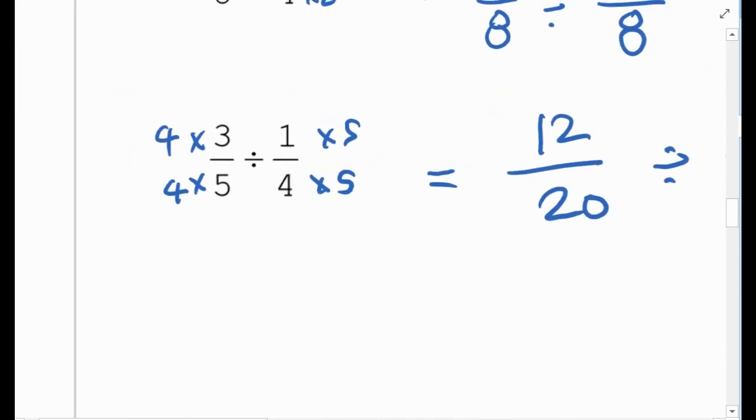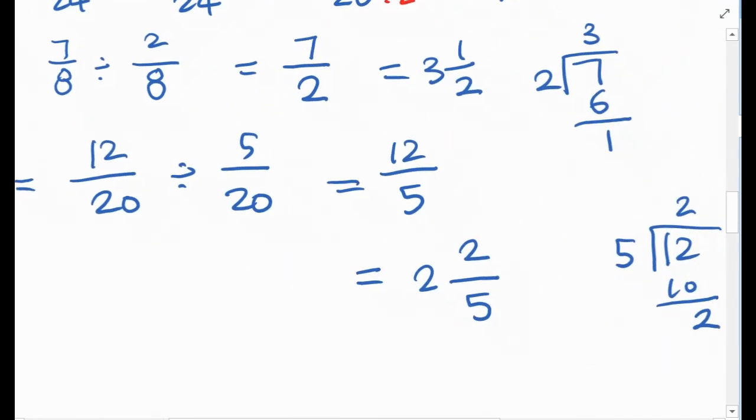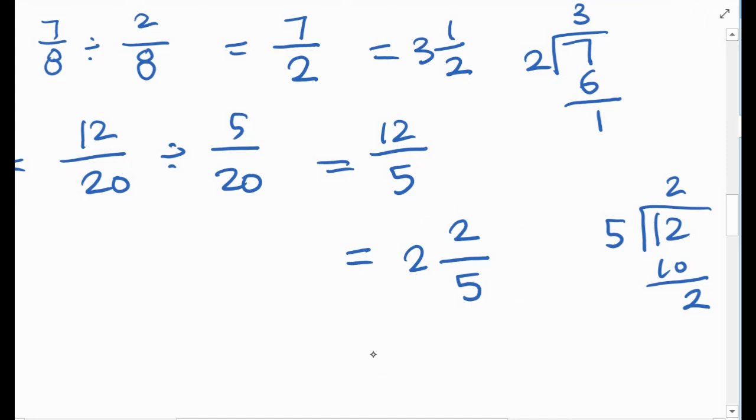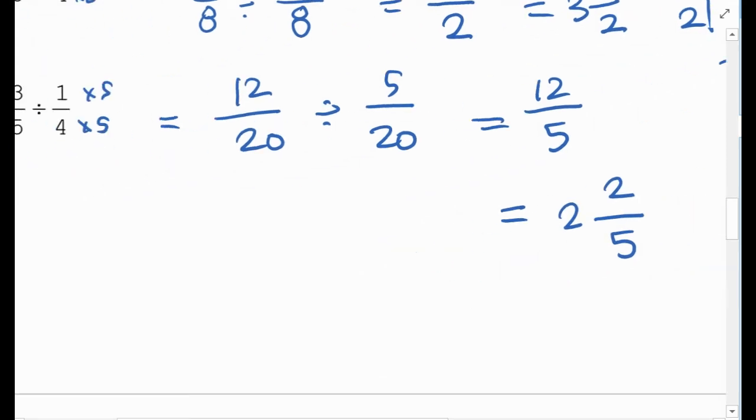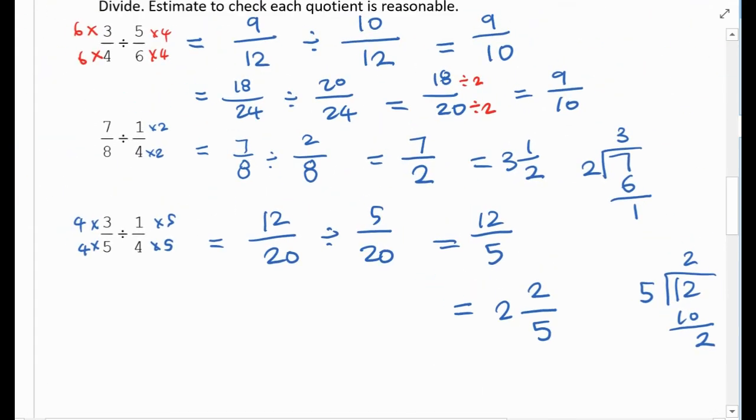And this one. 3 over 5 and 1 over 4. 3 over 5 is a little more than a half. And this is a quarter. A quarter goes into a half twice. But it's a little more than a half. It should be a little bit more than twice. Then here, 2 and 2 over 5. A little bit more than twice. Okay, so this is how you check roughly.